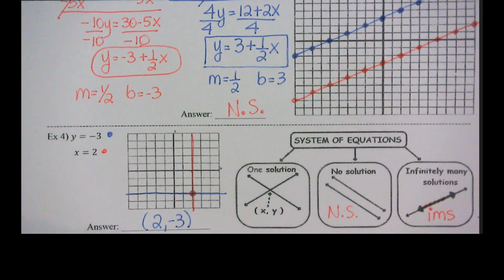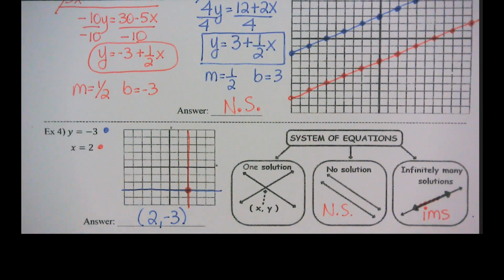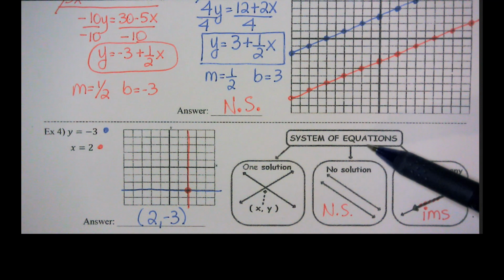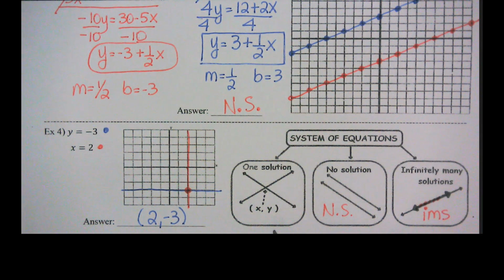So there we go. This is the lesson for today. Today we learned about system of equations, which means two or more equations. We have three possibilities for an answer: one solution, no solution, or IMS.